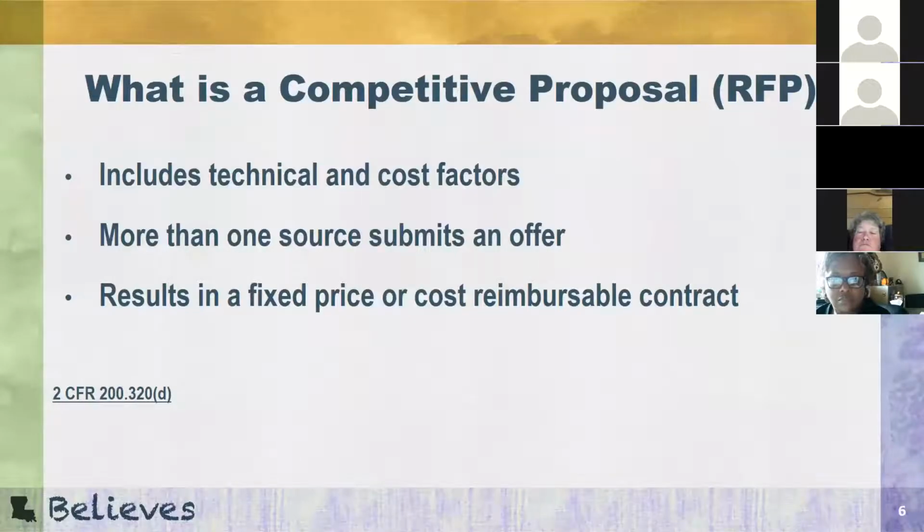Now let's look at the competitive proposal or RFP. This type of proposal describes how technical and cost factors will be considered in making the final determination for purchase of goods and services. It results in the award of either a fixed price contract or a cost reimbursable contract. Competitive proposals are conducted with more than one source submitting an offer. It is generally used when conditions are not appropriate for the use of sealed bids.